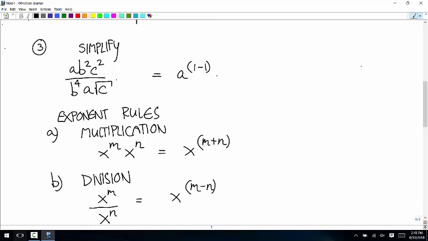Then we have b multiplied by b. In the numerator, we have the power of 2. In the denominator, we have the power of 4. And then for c, in the numerator, we have the power of 2. In the denominator, what's the power? 1/2. Yep, so this is to the power of 2 minus 5.